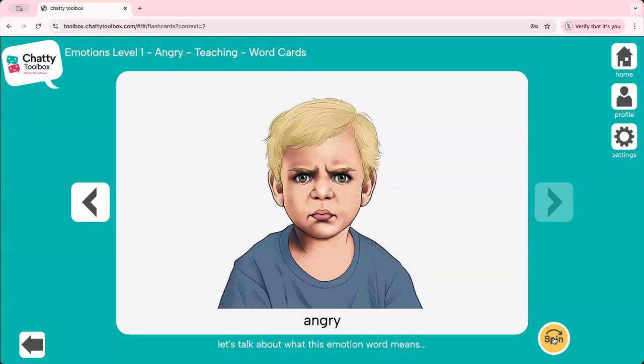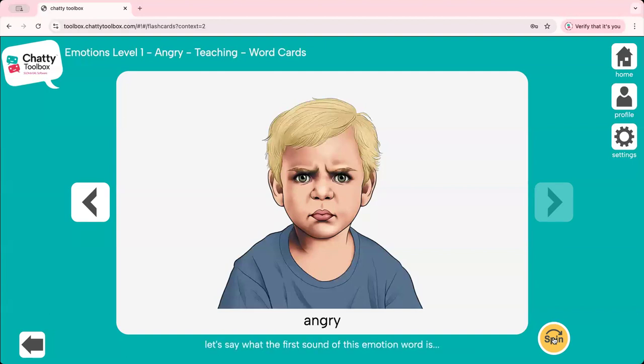An example of angry might be if I wanted something really badly and was told I couldn't have it. That might make me feel angry. Then let's say the word out loud together. So we could practice saying angry. Can they copy saying angry? And just spend a bit of time exploring that.